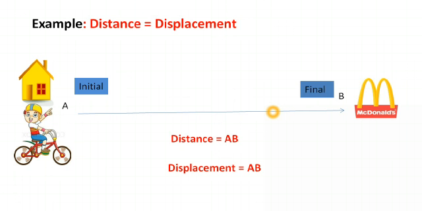Okay. So what do we conclude from this? The first thing is, when we talk of distance, the path which is actually followed by the object matters. But when we talk of displacement, the path actually followed doesn't matter. It's only determined by initial and final positions.